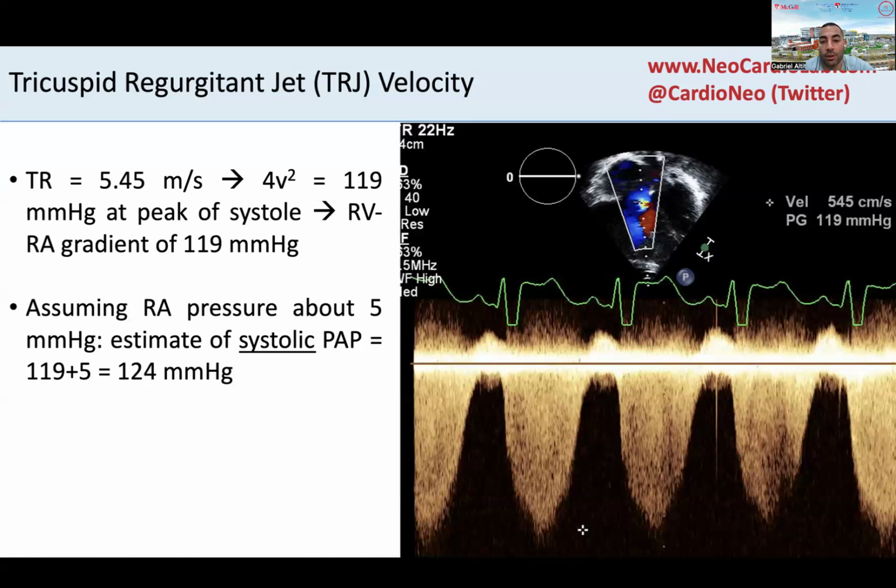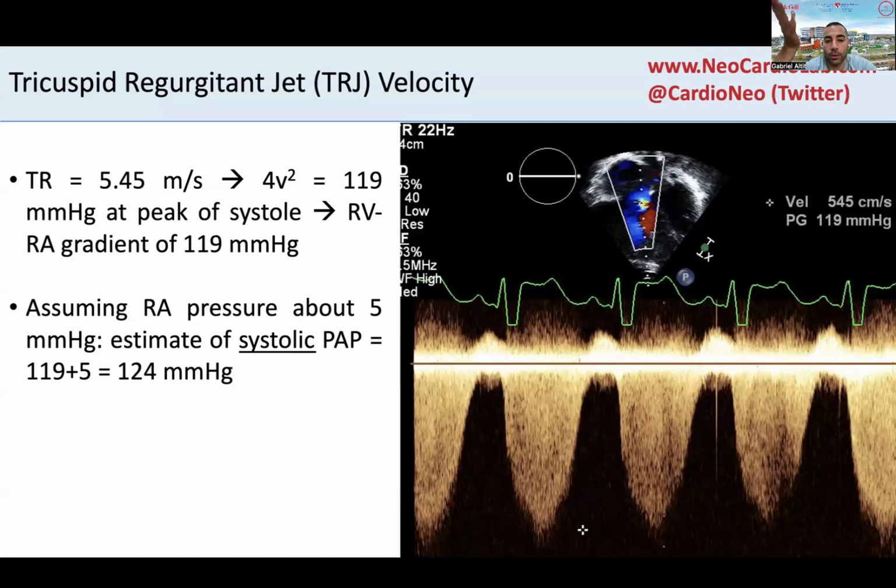If you obviously have RV failure and your RA is not able to empty into your RV, the pressure may build up into the right atrium, especially if there's no pop-off, such as an atrial shunt that would pop off the pressure from a right atrium into a left atrium. And that's why a lot of kids who have RV failure will have high RA pressure, and eventually their liver will start becoming very significantly distended.